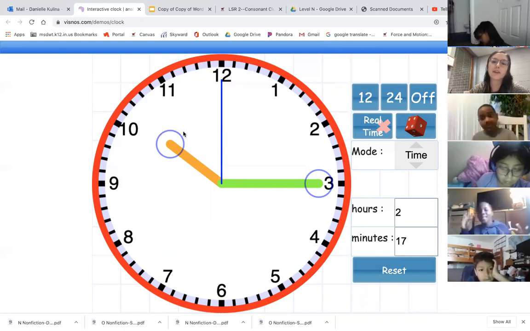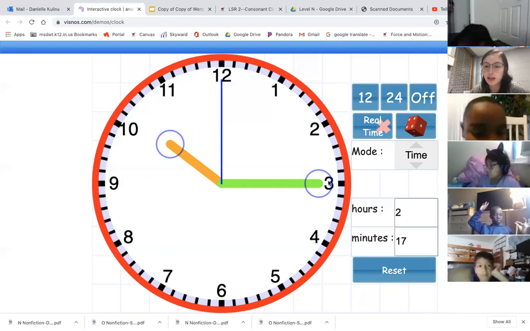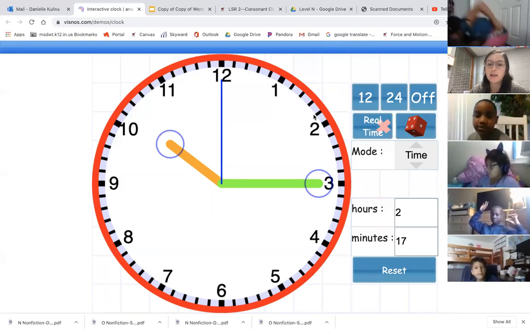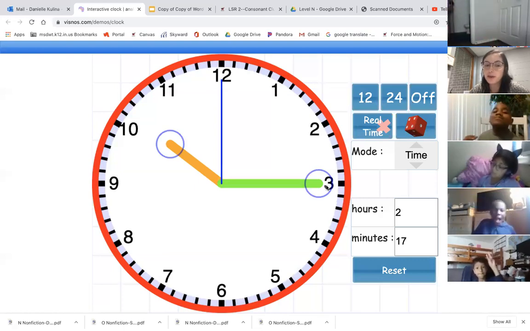Chanel, try again, okay? Chanel, we're counting by 5. So it's 5, 10. What comes after 10 in the multiples of 5? It'd be 5, 10, 15, and then 20. Good, Chanel.